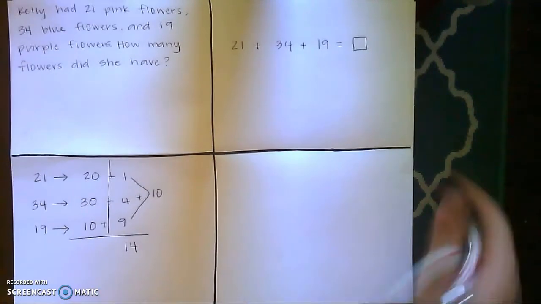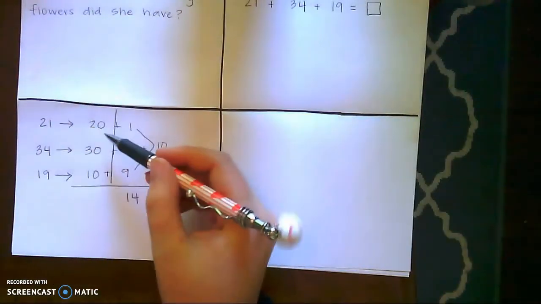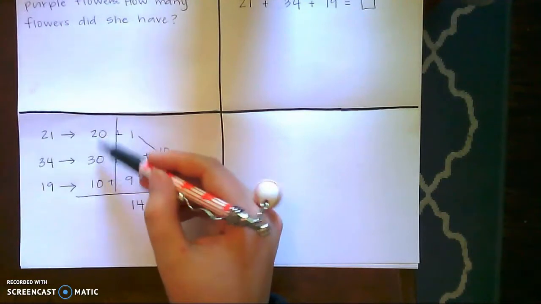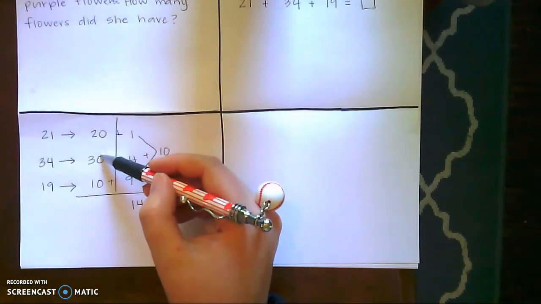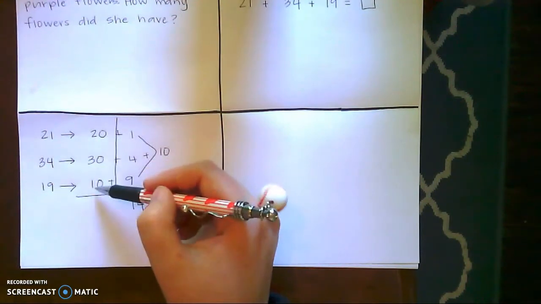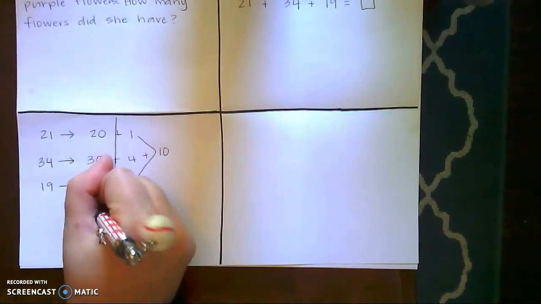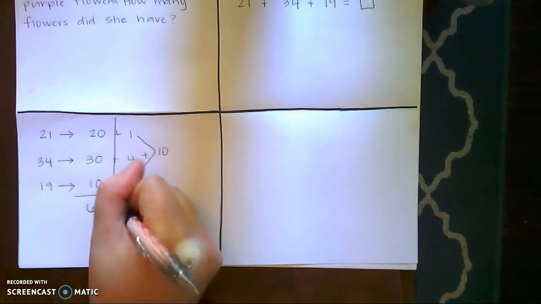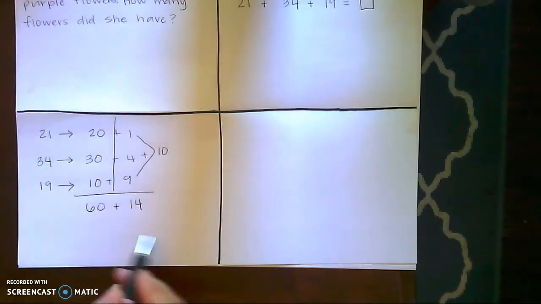Next, I have 20 plus 30, or 2 tens plus 3 tens, which equals 5 tens, and then another 1 ten, which equals 6 tens. 20 plus 30 plus 10 will equal 60, or 6 tens. Now I have 60 plus 14.